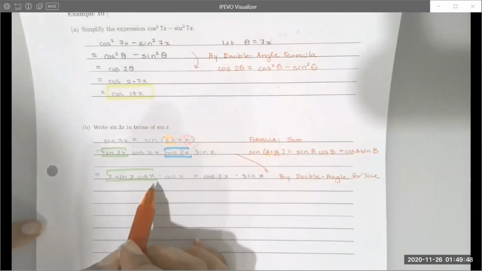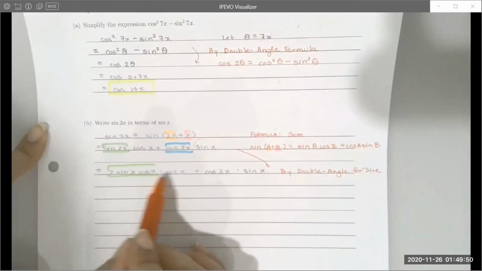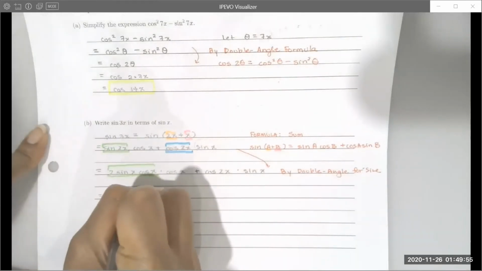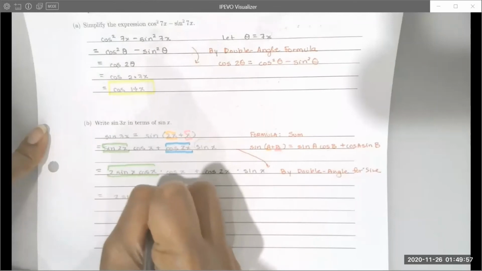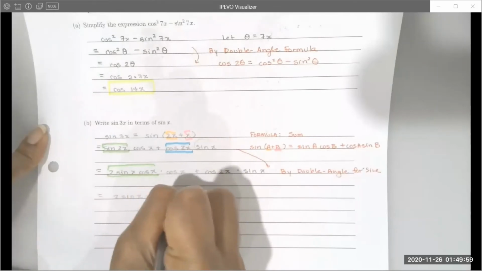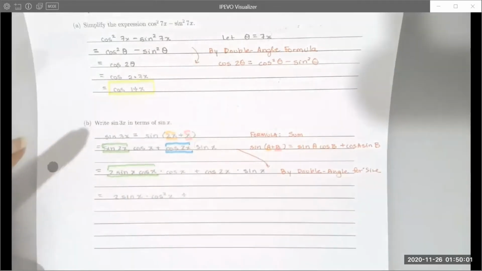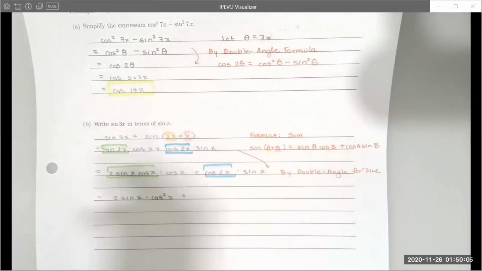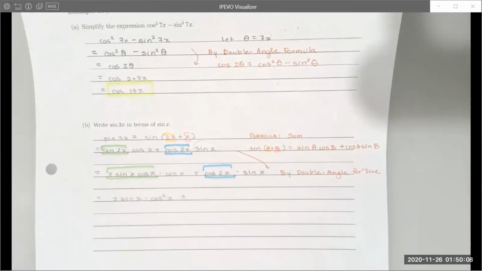Now, what does that mean? That means that we can multiply these two together to simplify. So we'll end up with a 2 sine x times cosine squared x. And now I'm going to focus on the cosine of 2x and see what we can do with that.